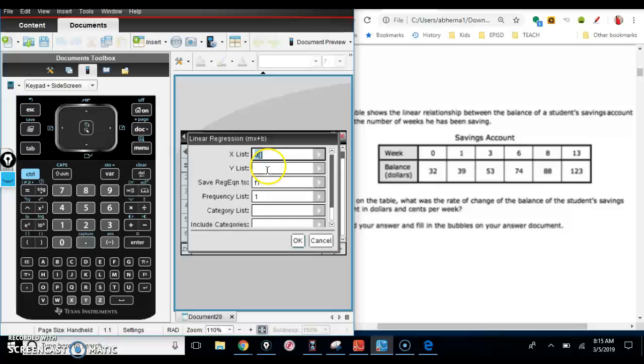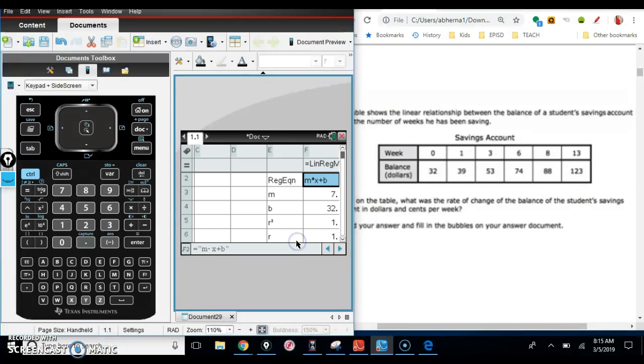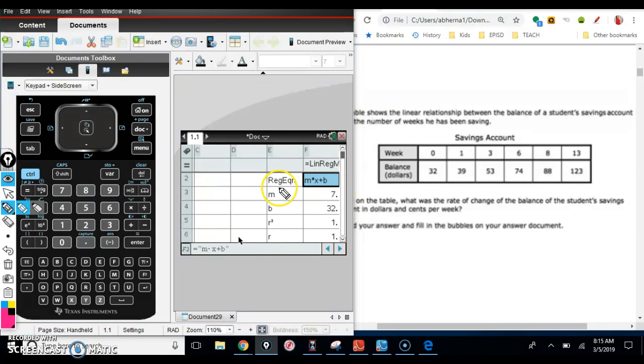So I type that and I need to tell it that the x is x and y is y, and then I click OK. And here is what I found. Now guys, what this is saying is it's telling you my m and my b for my equation. So 7 and 32. So this is basically saying it is 7x plus 32 for my equation.